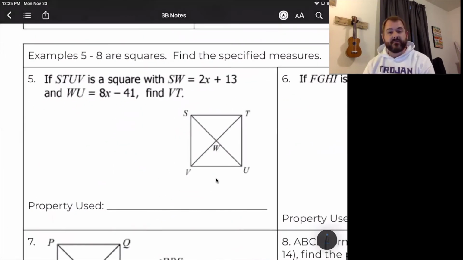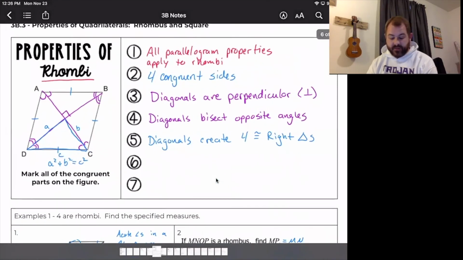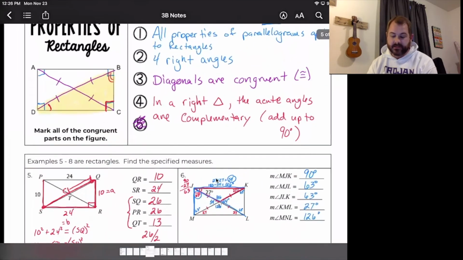Number 5 here, the first one: if STUV is a square with SW being 2x plus 13, you can even write it in if you want, and WU being 8x minus 41, find the length of VT. We're using the diagonals of this square, so we want to remember what we know about diagonals of rectangles and rhombus. Diagonals of a rhombus are perpendicular. That tells you more about the angles, not as much about the sides. Bisect opposite angles, same thing, tells you about angles.